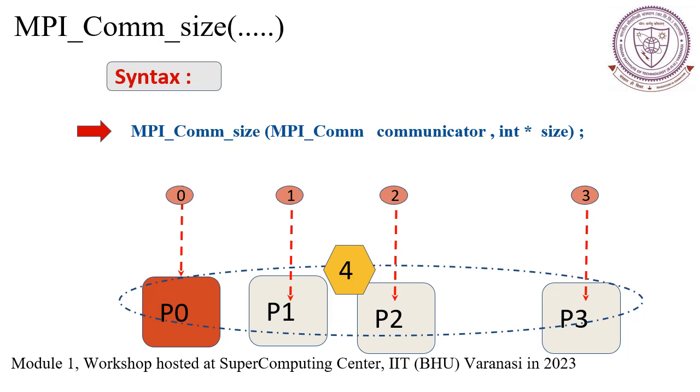So here the image which has been shown is a communicator with four processes. The processes are numbered here as 0, 1, 2 and 3. Now the MPI_Comm_size function takes the communicator as input and returns the total number of processes in the communicator as output. The output of the MPI_Comm_size function is stored in the variable called nproc. In this example, the value of nproc is 4.